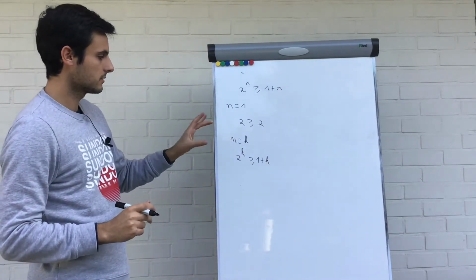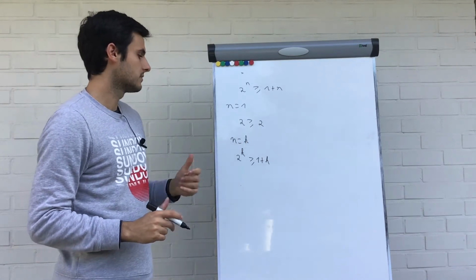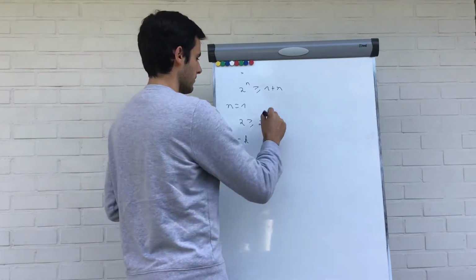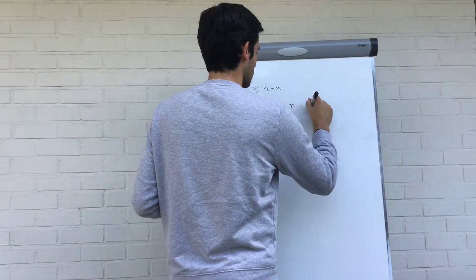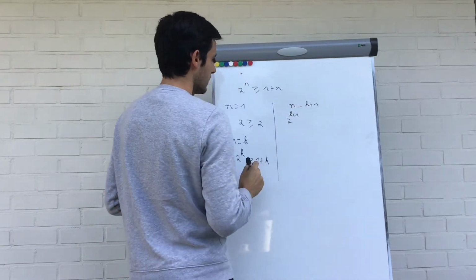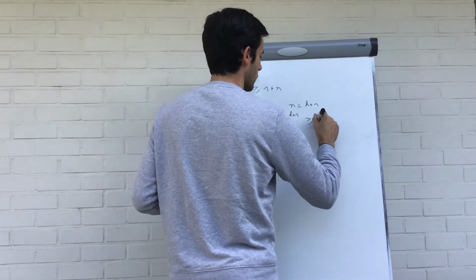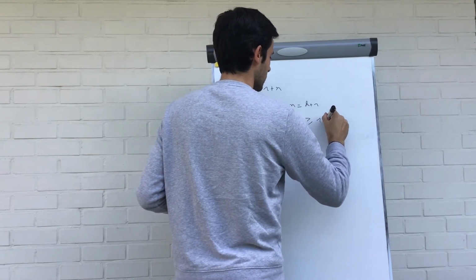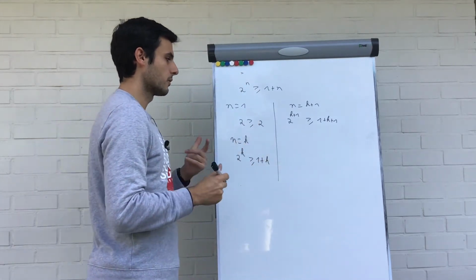And the last step is this. We say that this is true. I'm going to use that for n is equal to k plus 1. So we have n is equal to k plus 1. Then we have 2 to the power of k plus 1 must be larger or equal than 1 plus k plus 1.